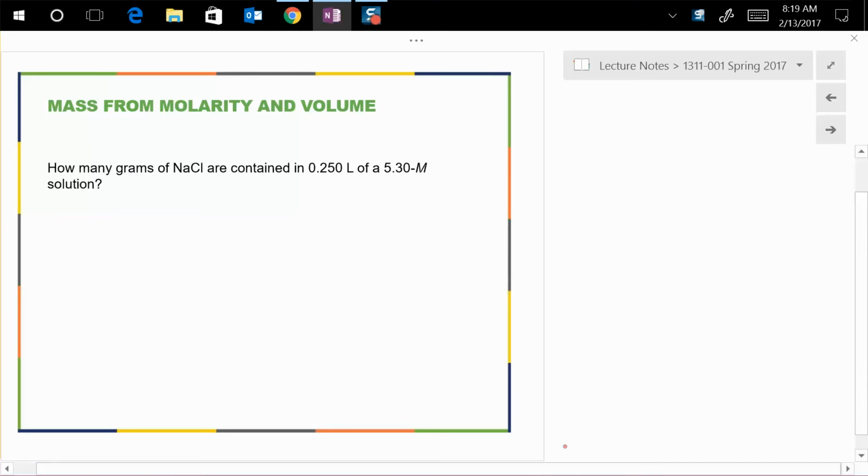Okay, so are we finding an answer for how many grams of sodium chloride? How many grams of sodium chloride are contained? What are you getting? You're still working?